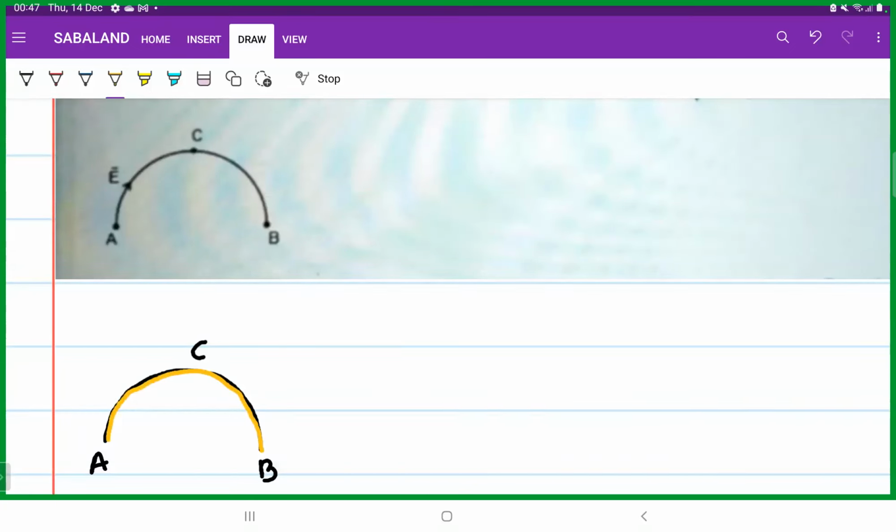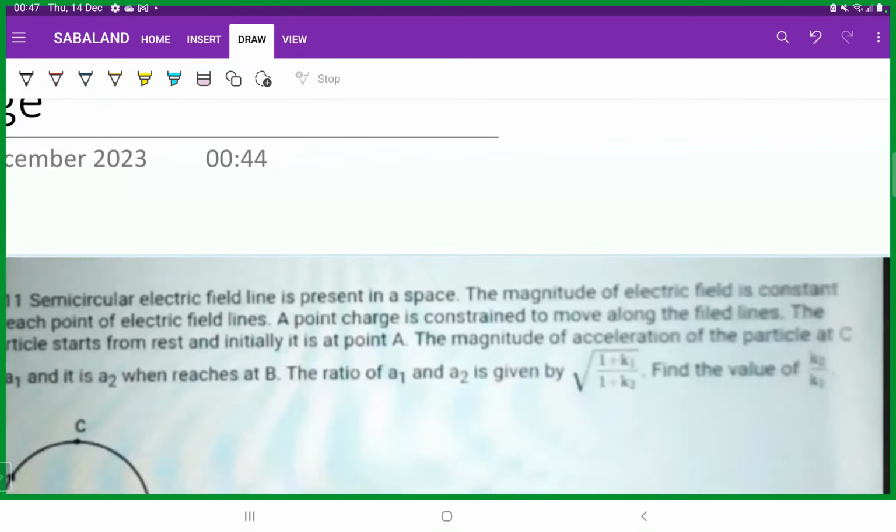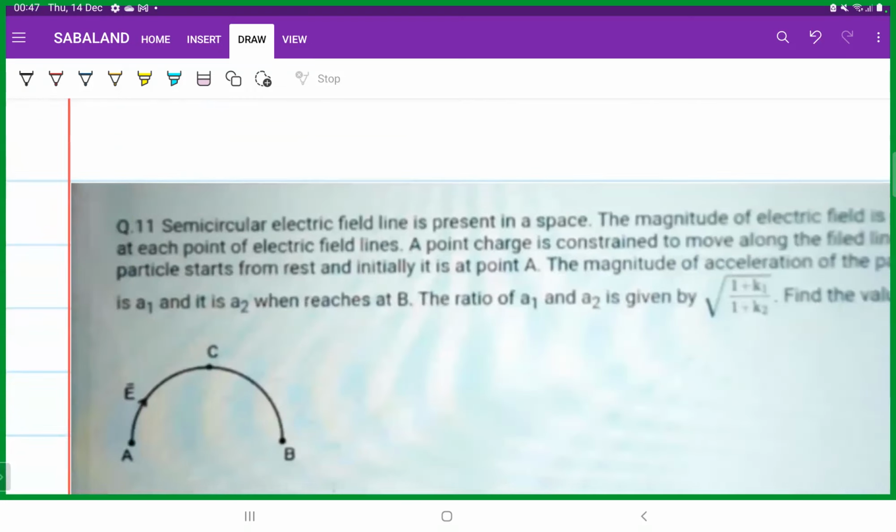So this is the direction of the electric field, and the arrow has been given in the diagram itself. And we have been asked to find out the ratio of A1 and A2, where A1 is acceleration at this point and A2 is the acceleration at this point.